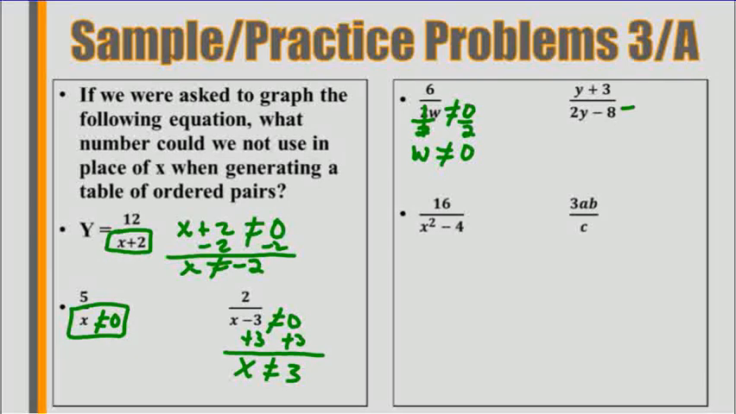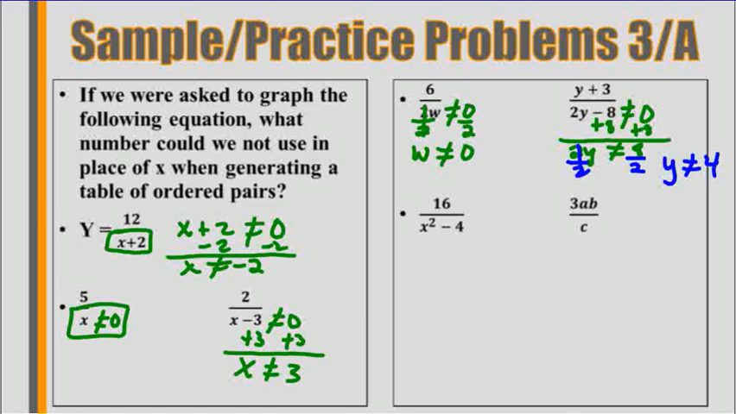Next one, y plus 3 divided by 2y minus 8. This cannot equal 0. So to get 2y by itself, I add 8 to both sides, and I get 2y cannot equal 8. To get y by itself, I divide by 2. And I'm left with y cannot equal 4. So if y is 4, that would be undefined, which means you cannot solve it because the denominator equals 0.